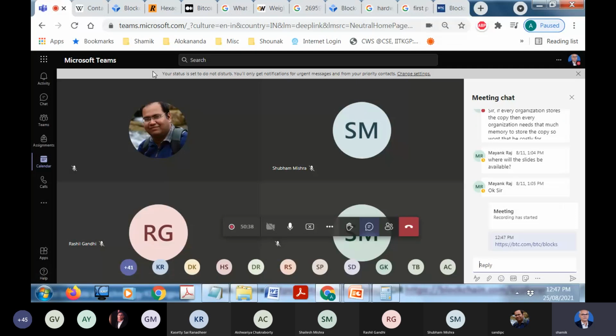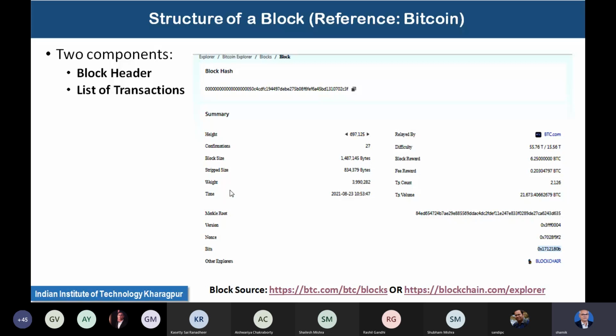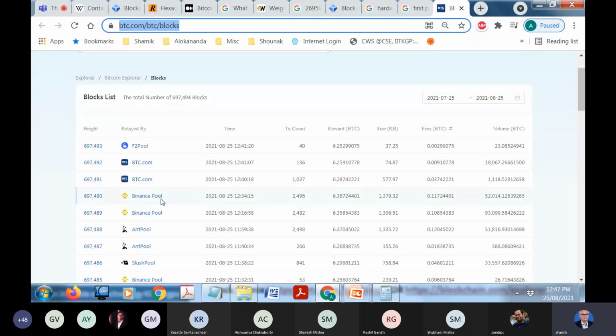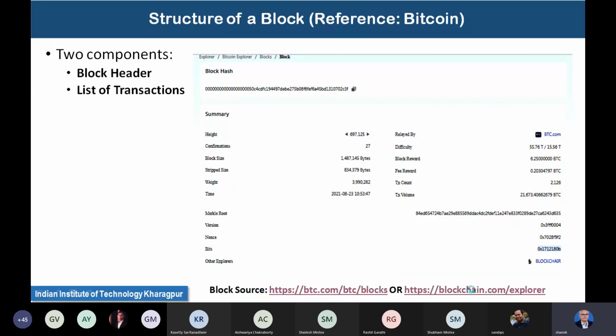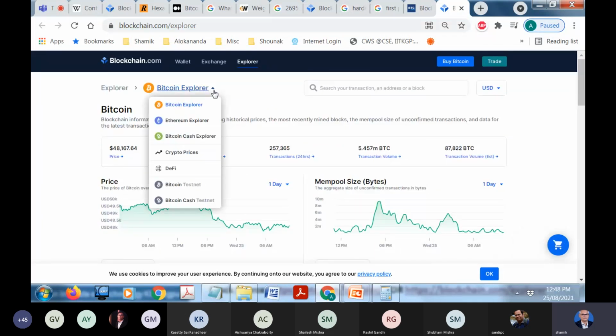I have gone to btc.com, and I went there because I would like to show whatever I am showing here live to you. If you look at btc.com, you will see that it talks about blocks. There is one more site, blockchain.com/explorer, and if you go to that site, you will get similar information. There you can get Bitcoin information, Ethereum information, and so on. These sites provide information about all different types of blockchain.